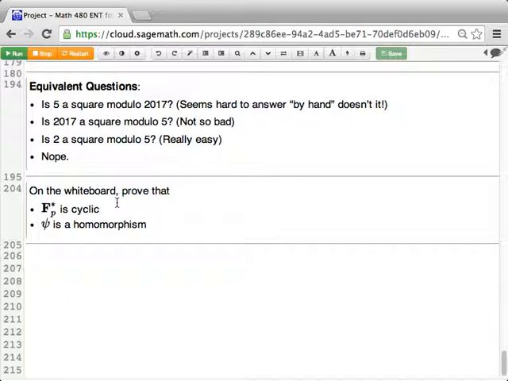And once we have this, then we'll start proving Gauss's law of quadratic reciprocity. And then I'll also, if we have time, say something about the problem of explicitly computing square roots modulo p, and how that is surprisingly hard.